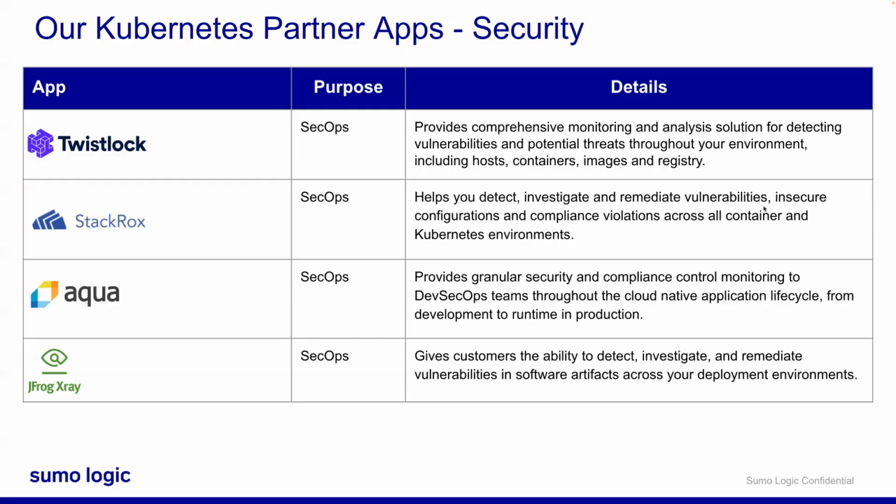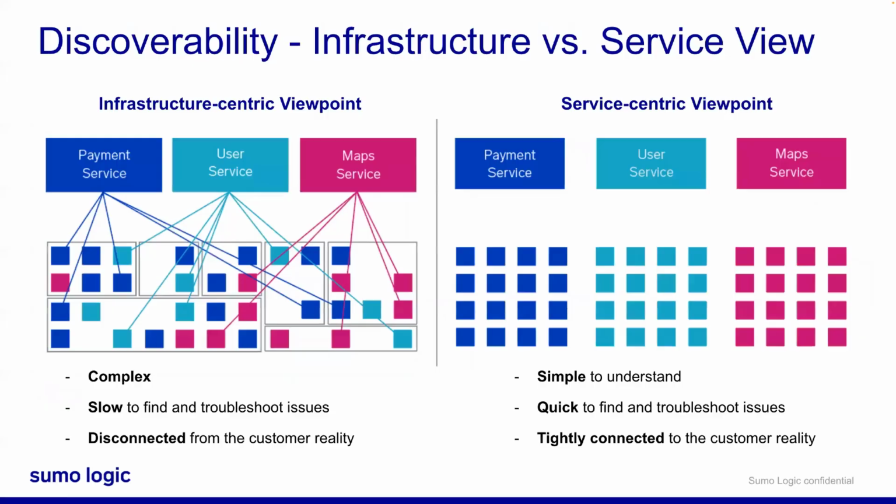After we have the logs, metrics, and events from Kubernetes in Sumo, the next step is visualizing the data to give you additional insights. One of the things we're doing here is looking at the infrastructure view versus the service view. This gives us an idea of what traditional monitoring tools typically use, and essentially what some of their problems might be versus what you might use in a more modern monitoring tool.